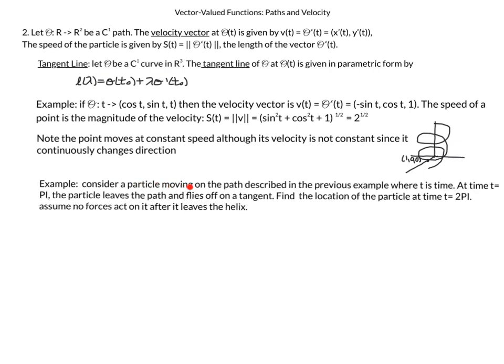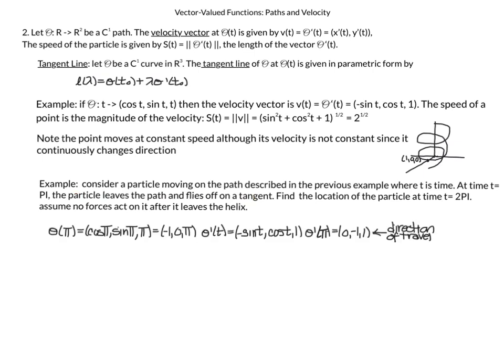Our next example is a particle moving on this same path, sigma equals cosine t, sine t, t, this helix, where t is time. At time t equals pi, the particle leaves the path and flies off on a tangent. Find the location of the particle at time t equals 2 pi. Assume no forces act on it after it leaves the helix. So the first thing we need to do is figure out, at time t equals pi, its location and also its velocity, how fast and in what direction it's headed.